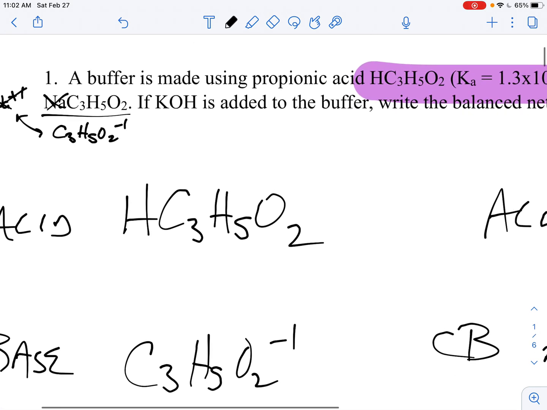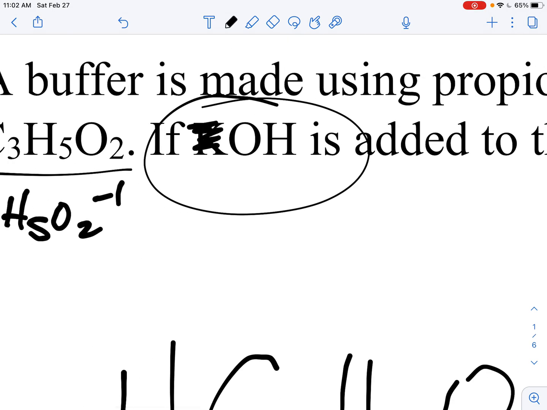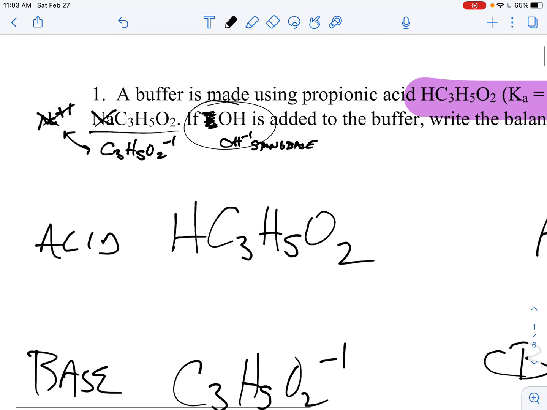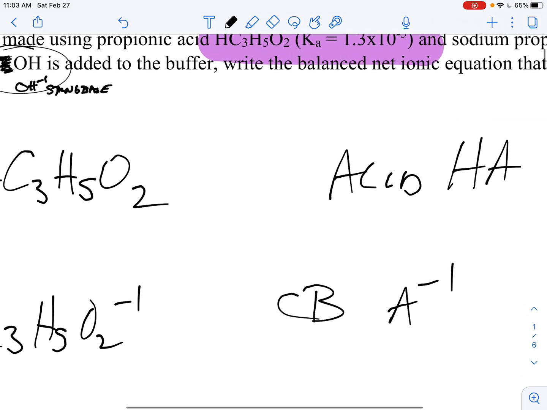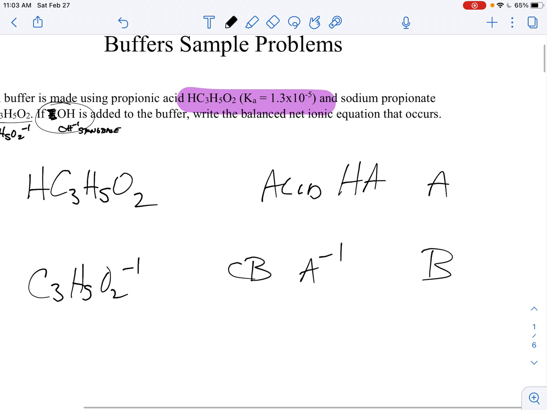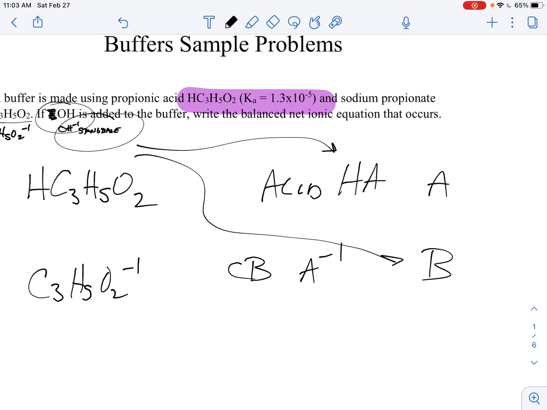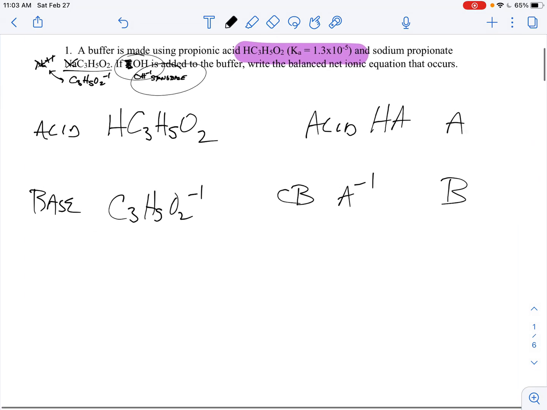Now, what is it that we are adding to this system? We are adding potassium hydroxide. So again, from a net ionic sense, the potassium is going to go away, and we're just adding OH negative, which is the strongest base possible. All right, so that's your strong base. So what is this strong base going to attack? Is the strong base going to attack and react with the acid, or is the strong base going to react with the base? Well, we know from early on that bases like to attack acids.